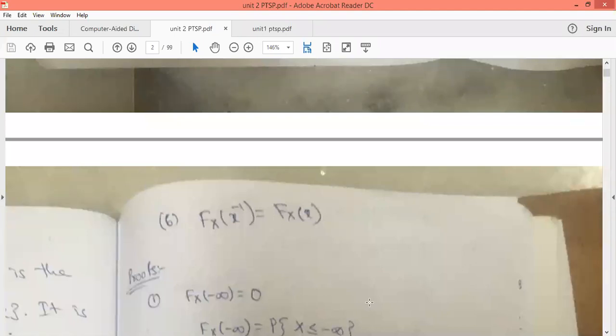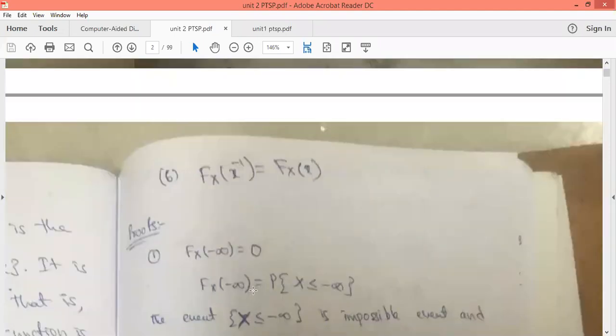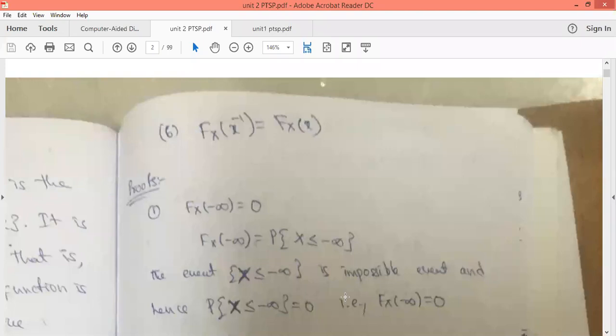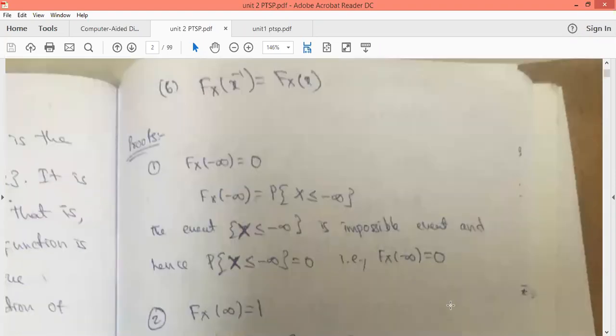Now we'll discuss the proof of all these properties. F_X(minus infinity) will be equal to 0. What is F_X(minus infinity)? It is equal to the probability of X less than or equal to minus infinity. Since we don't have any event with X less than or equal to minus infinity, it is not possible. So we don't have any event, and this is called an impossible event. So the probability of X less than or equal to minus infinity is 0, so F_X(minus infinity) is 0.